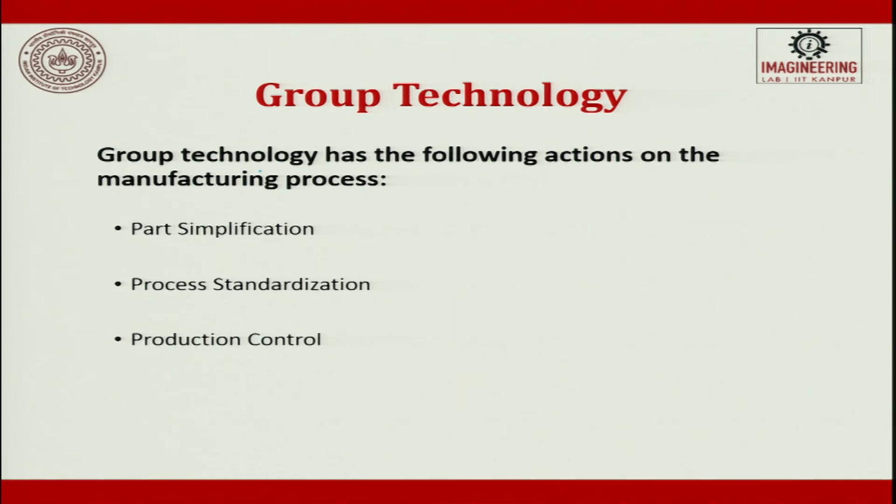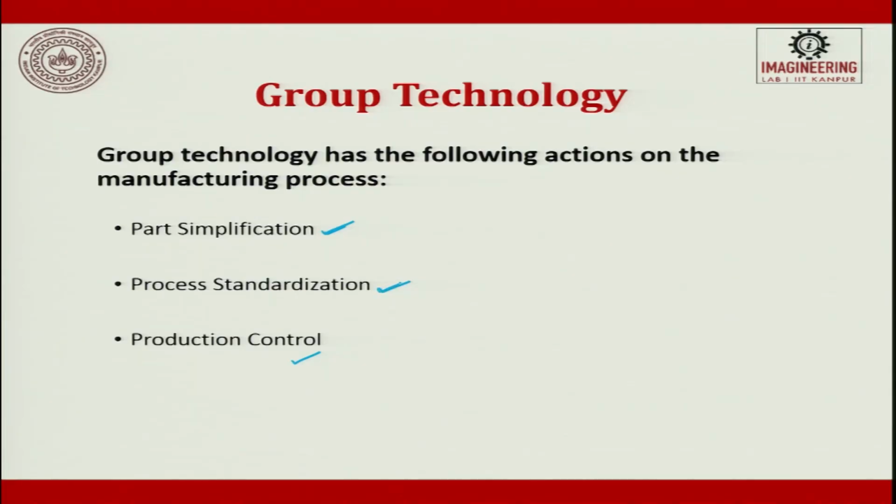So, when we talk about group technology, the following actions on the manufacturing process have to be done: part simplification, process standardization and production control. 3 important actions are to be taken. Part simplification. Suppose there are 100 variations, so what we do is we try to simplify and try to make the part geometry modular and simple. And with that simple thing we will see how we functionally meet the requirement which is expected out of the product.